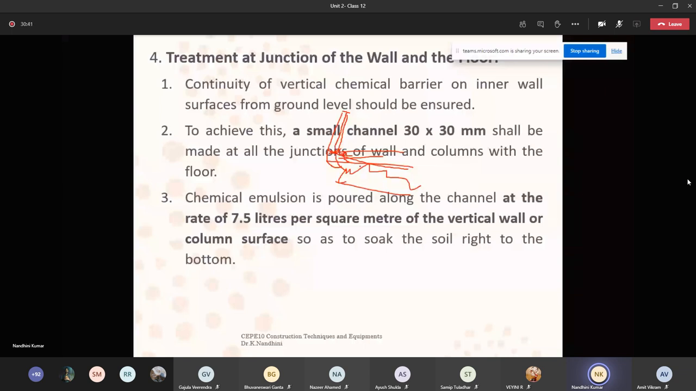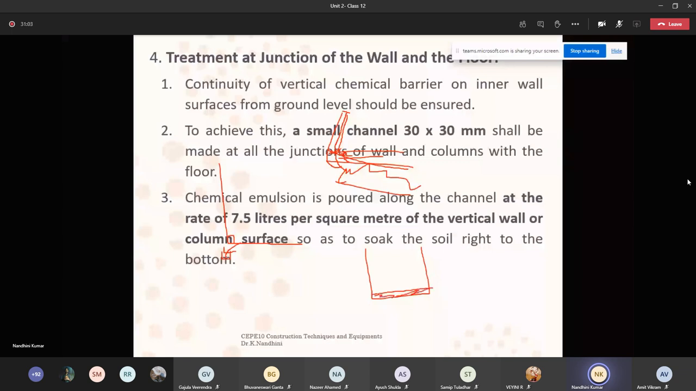You can just create a channel that is C type, like open type. That is 30 mm cross 30 mm. You can create it and treat it throughout your structure. Imagine this is your wall. Create a channel of 30 mm here. You can treat it with the termite proofing coating or the chemicals.